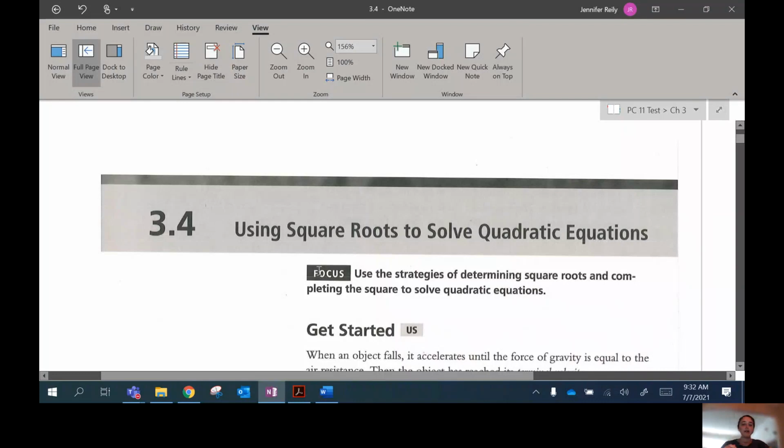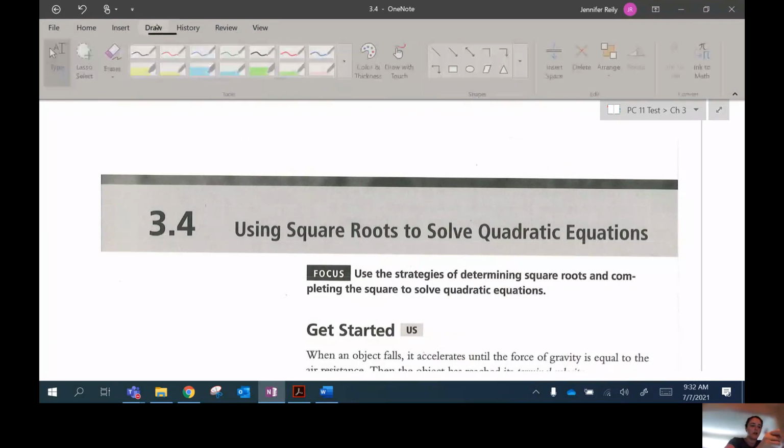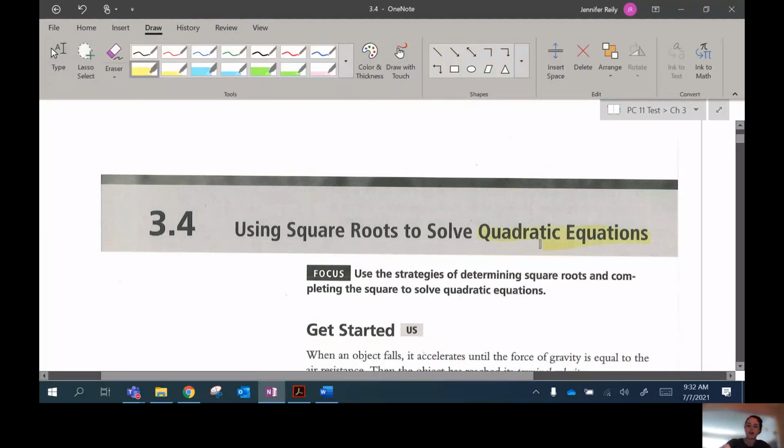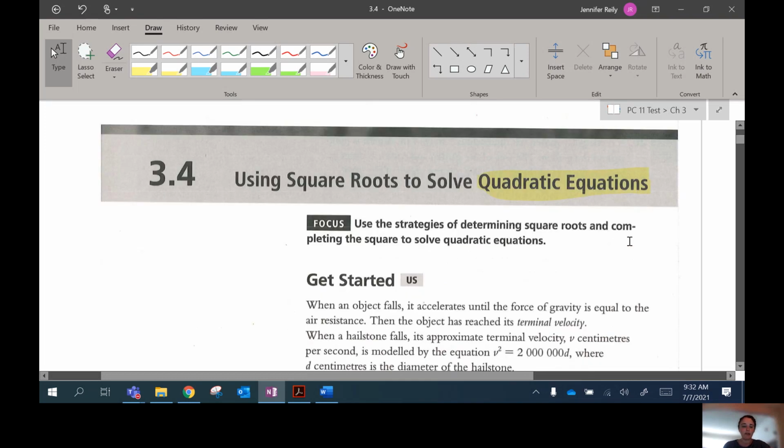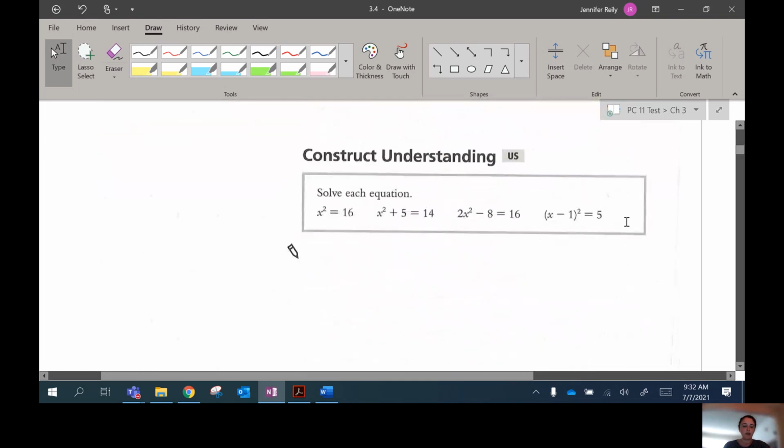Okay, we're covering section 3.4 today. So today we're also going to be solving quadratic equations, just like we were in 3.3, but we're not going to use factoring today. We're going to use square roots to solve quadratic equations. So we're just going to start with some simple equations. We're going to skip this getting started, and we're going to go to the construct your understanding here. And we're going to do a couple of these questions.